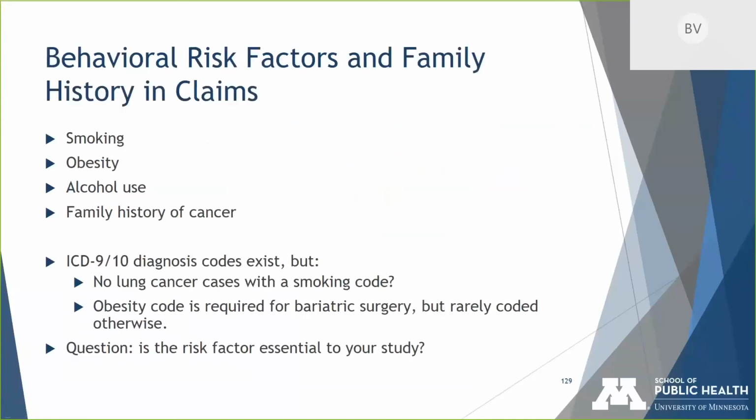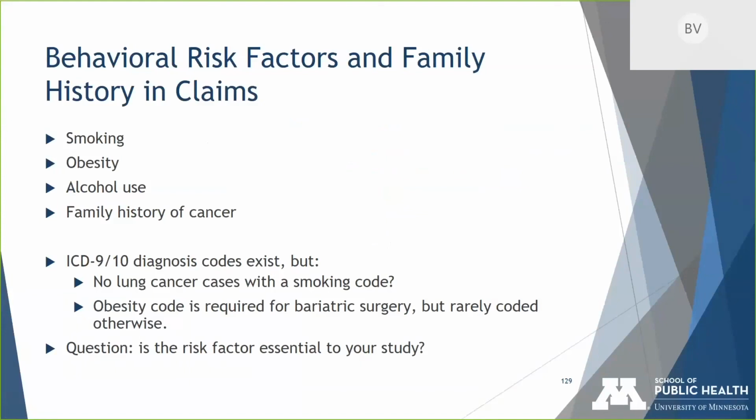Now, SEER doesn't collect information on behavioral risk factors and family history. There are some diagnosis codes that might lead you to believe they will show up in the claims: smoking, obesity, alcohol use, family history of cancer. Beth mentioned these before. So the codes exist, but if you see really, really low rates of smoking among lung cancer cases, do you believe it? Would you say that most lung cancer cases are from non-smokers? Probably not.